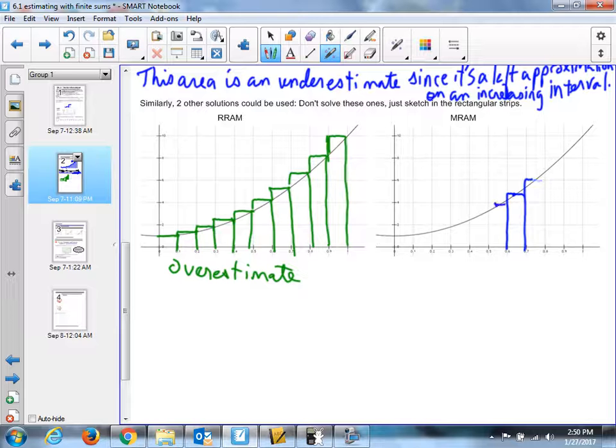By the way, you choose the middle x value, not necessarily the middle height. There is a difference.